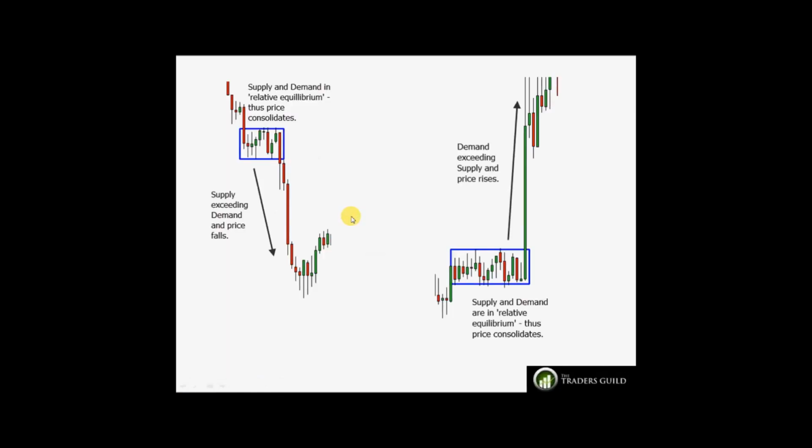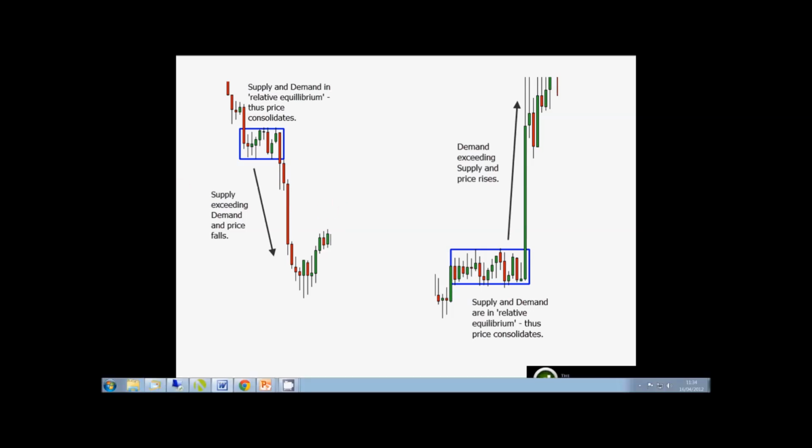So that's an overview of what supply and demand is. It's very basic economics, I meant to say. So now we're moving on to looking at supply and demand on a chart. Now the first one is supply and demand zones.